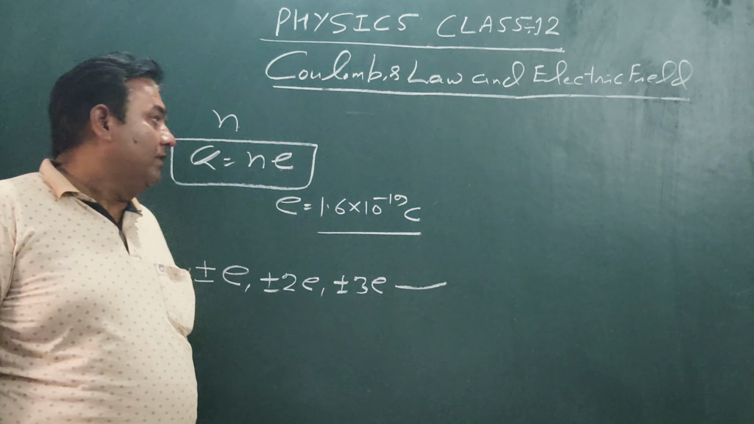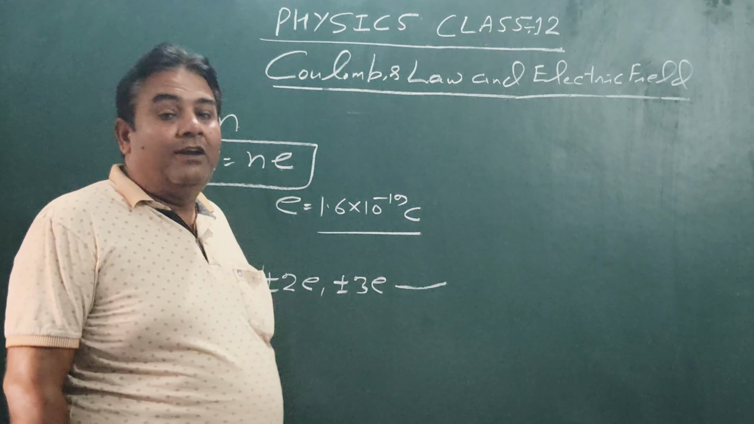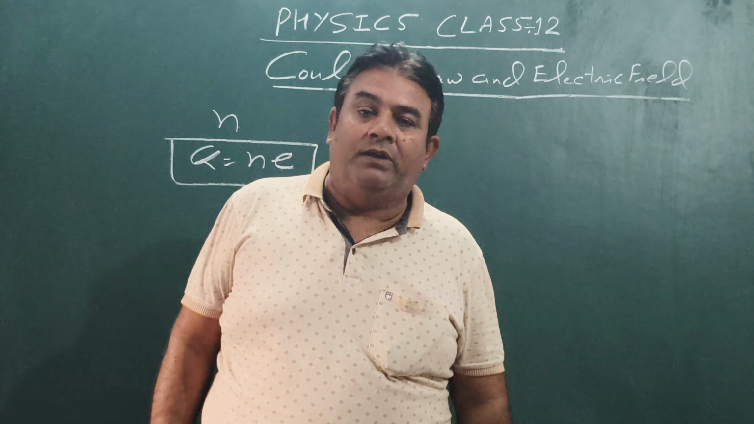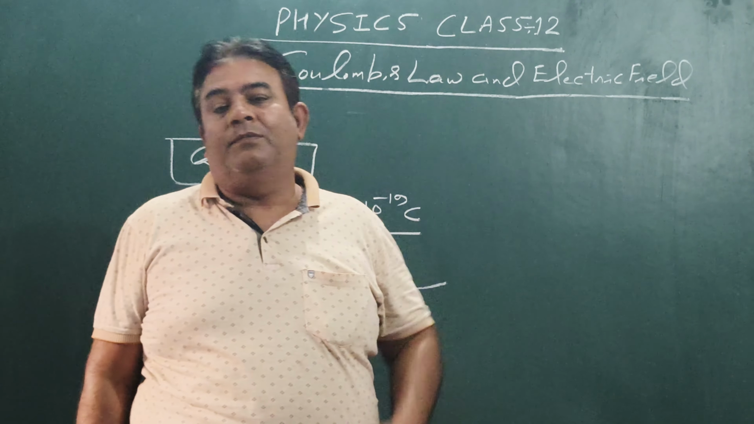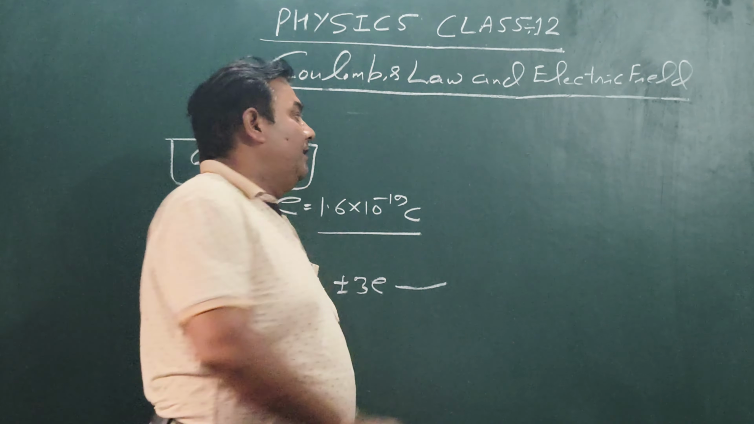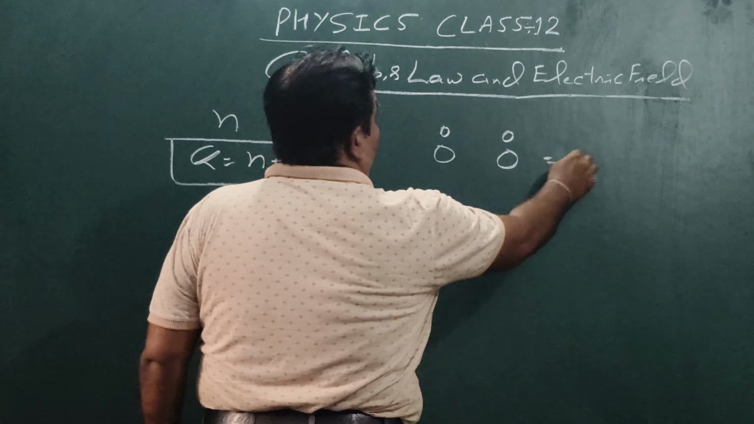And also the law of conservation of charge, the concept is given. The charge can neither be produced nor be destroyed. The total charge of any system remains constant. Suppose we take two objects, initially their charge is 0, so the total charge of the system is 0.